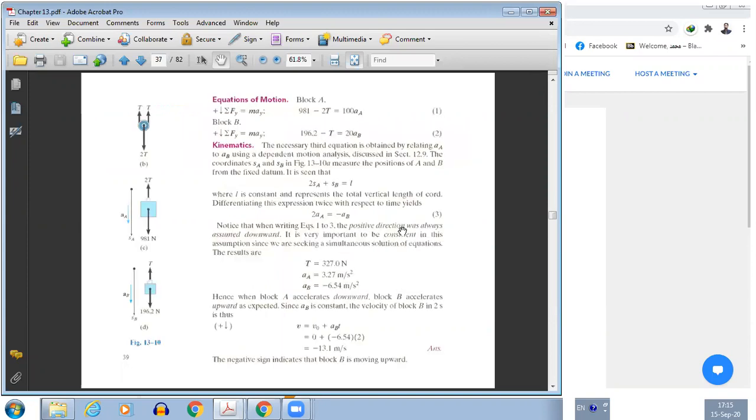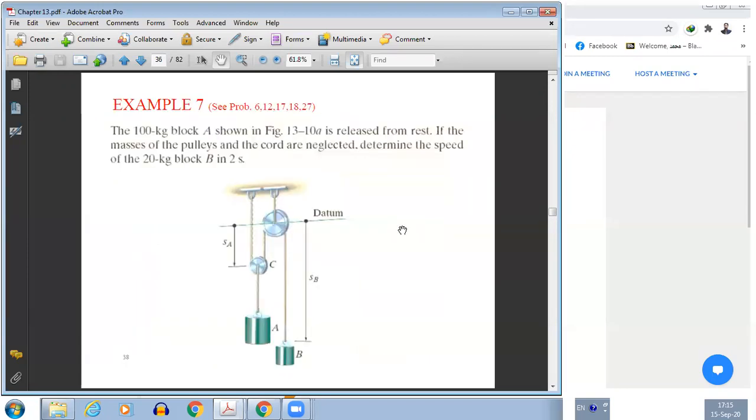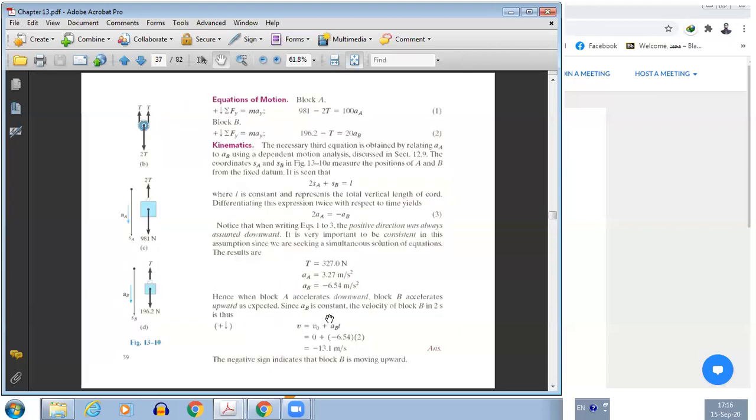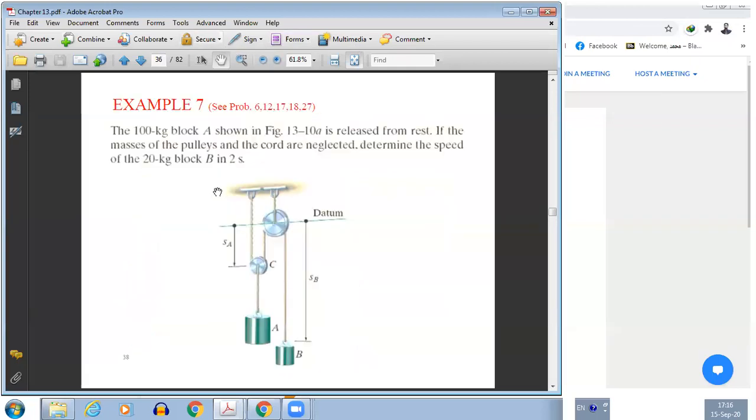So let's have a solution for this problem. We need to consider each block separately. When we consider block A, it will be this pulley C that we need to consider. Let's first develop the relationship between C and B, I'm sorry.